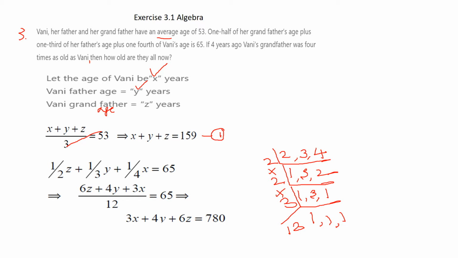12 into how many times? 6 times. So 6 into Z. 12 in 4, 3 times. So 1 into 4, 4Y plus 12 in 4, 3 times. So 3X. So 6Z plus 4Y plus 3X by 12 equal to 65. So cross multiply 12 into 65 is 780. Therefore, the second equation 3X plus 4Y plus 6Z equal to 780.